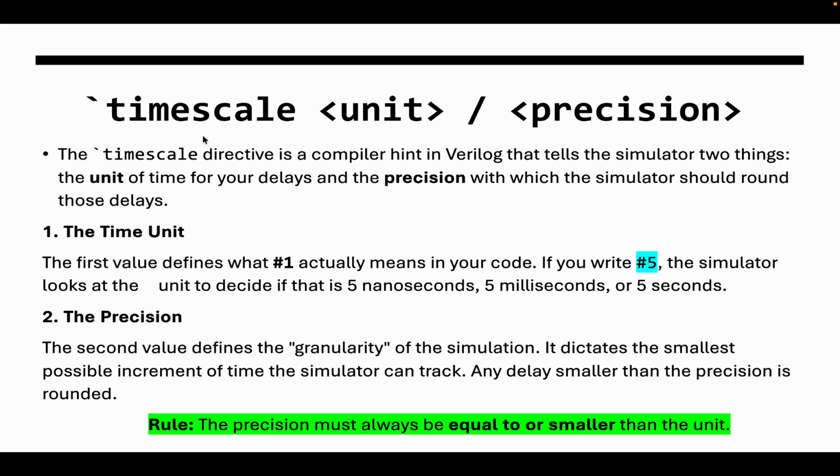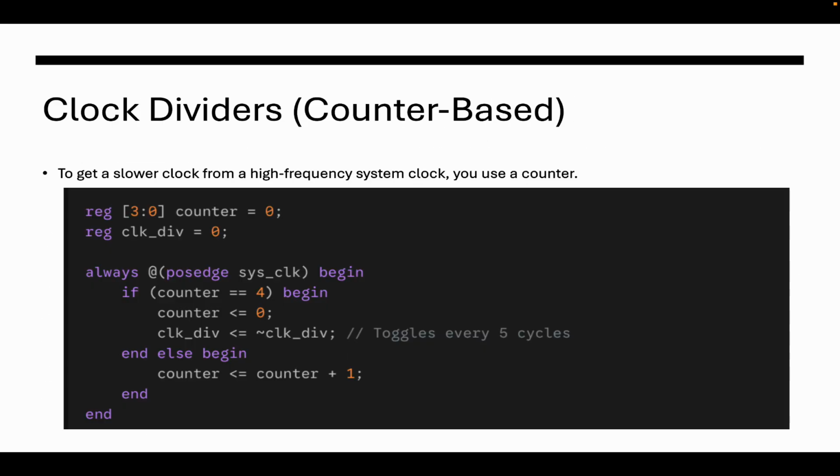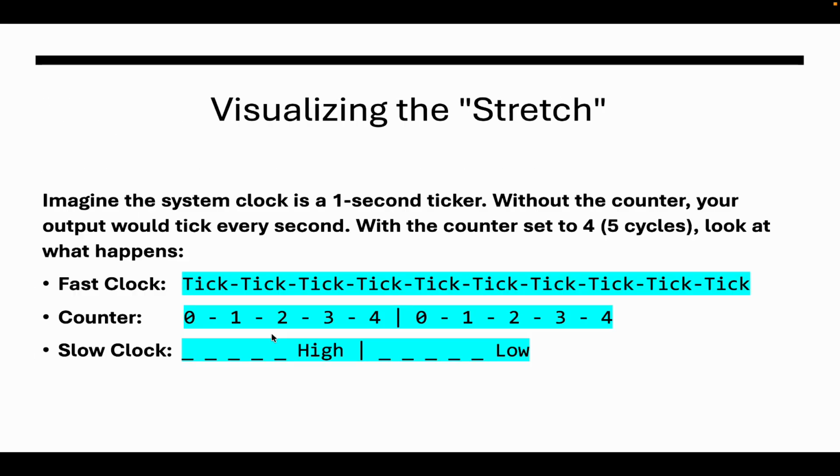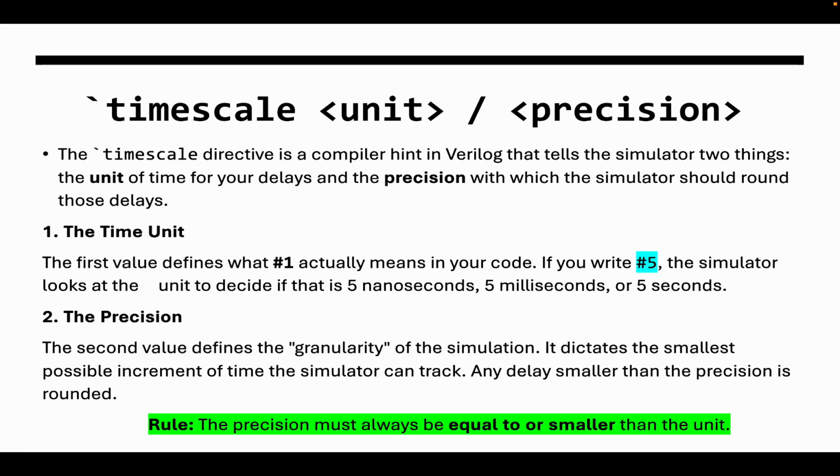The timescale directive is a compiler hint in Verilog that tells the simulator two things: the unit of time for your delays and the precision with which the simulator should round those delays. So in the previous code, where we wrote forever clock or always clock, nobody questioned what this hashtag 5 could be. Is it 5 seconds, 5 nanoseconds? How will I know? That is why we use timescale.